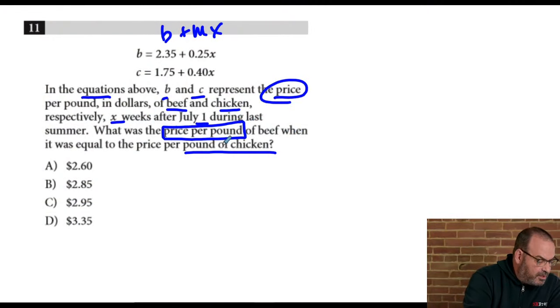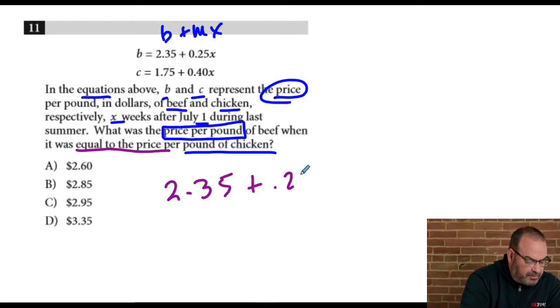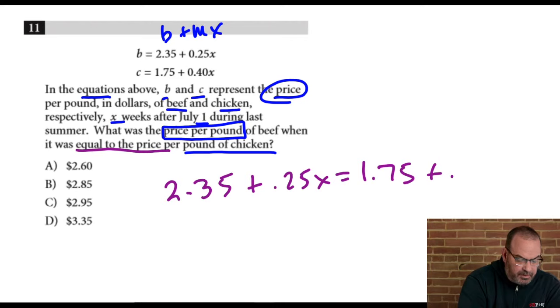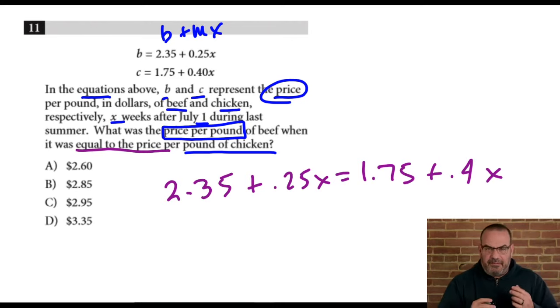What was the price when it was equal to the price of it? So I say 2.35 plus 0.25x equals 1.75 plus 0.4x. One of my favorite things to do is when there's decimals like this, notice that the decimals are all prices.